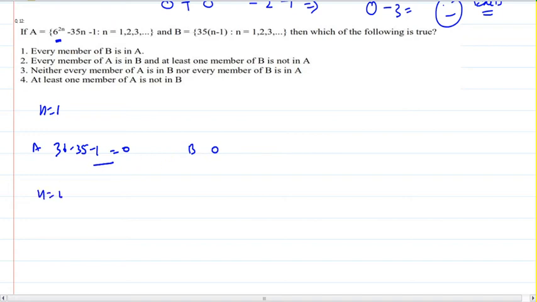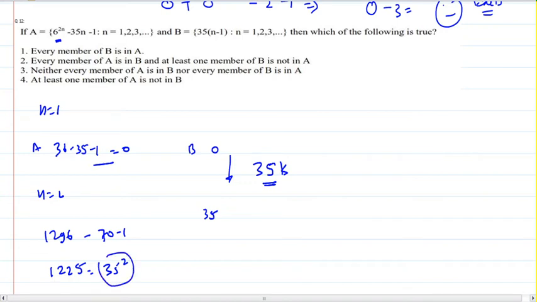If I put n is equal to 2, what I have here is 6 to the power 4, guys, is 1296 minus 70 minus 1, that is minus 71. So 1225. This is a square of 35. If I put 2 here, I have got 35. Basically, B is going to be a multiple of 35, and notice here I have got a square.